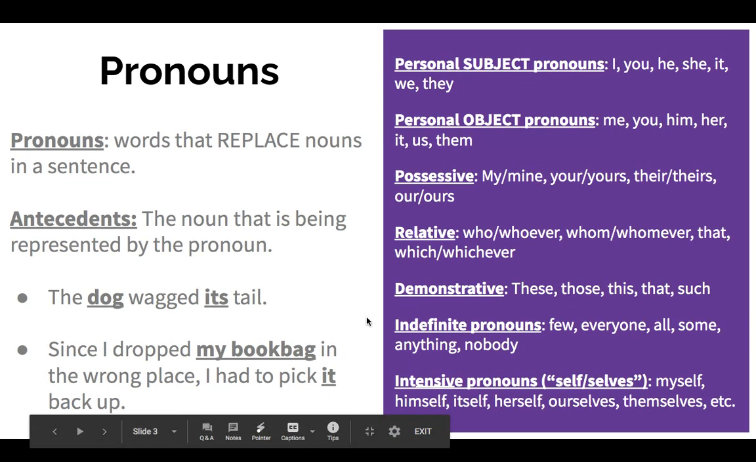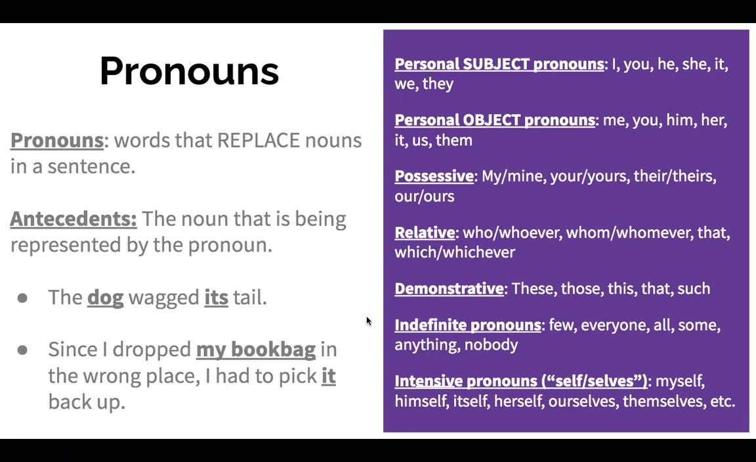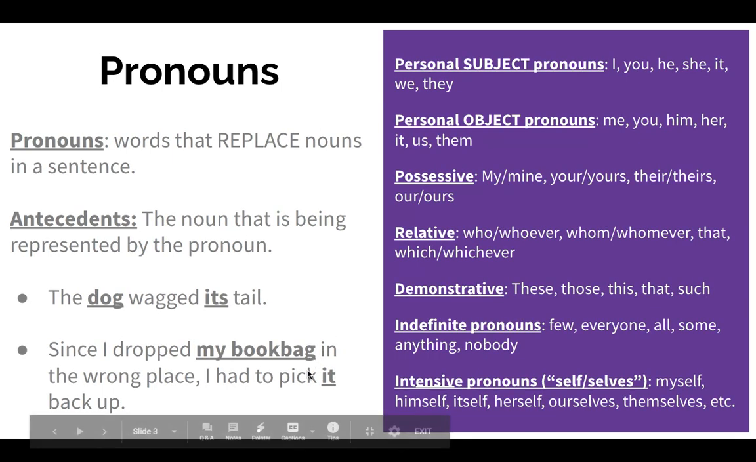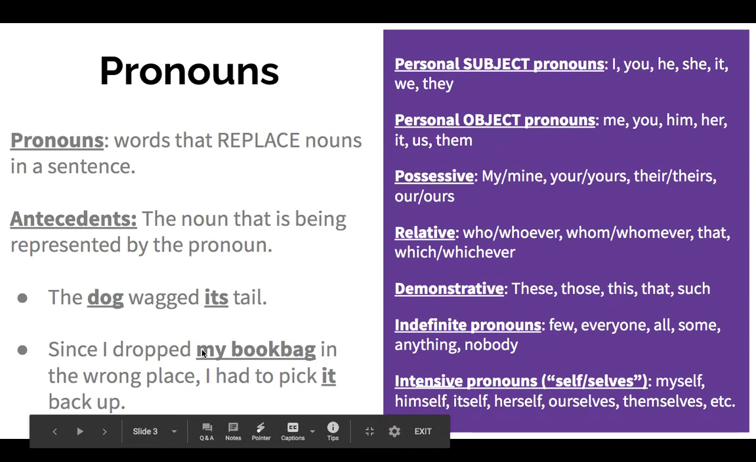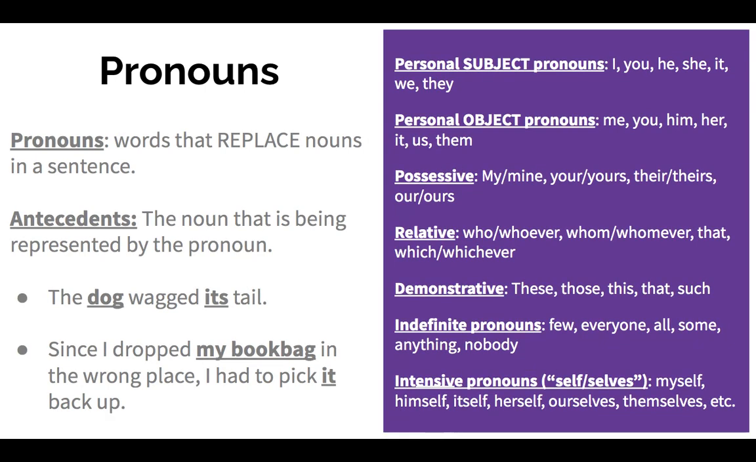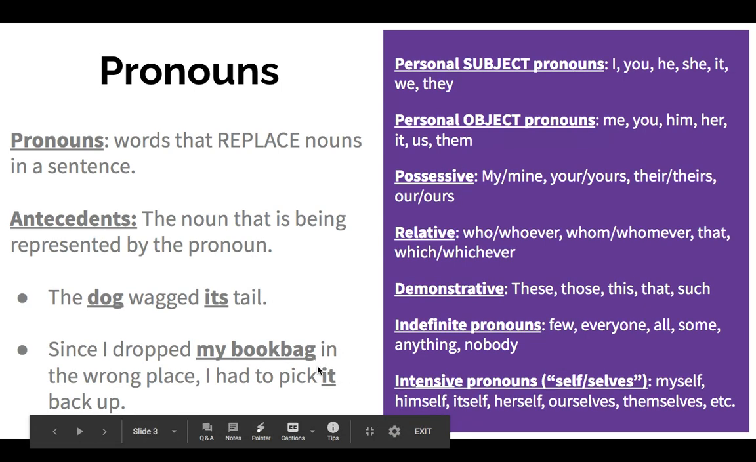Let's take a look at the second one here. Since I dropped my book bag in the wrong place, I had to pick it back up. Again, we have the pronoun it replacing my book bag. So I could say, since I dropped my book bag in the wrong place, I had to pick my book bag back up. But that sounds really repetitive. Why do it when I can replace it with a very simple pronoun, it? So it is the pronoun and my book bag is the antecedent because it is the noun that the word it is representing.